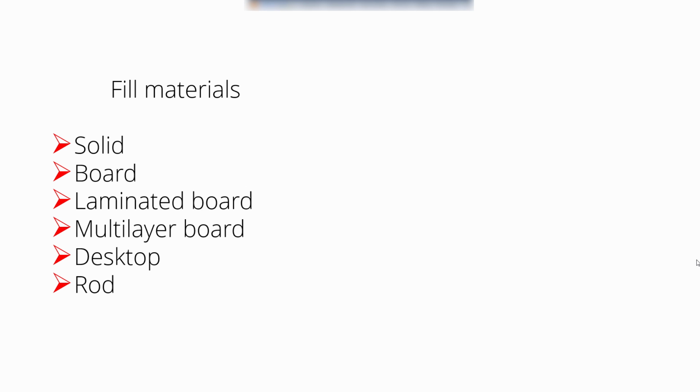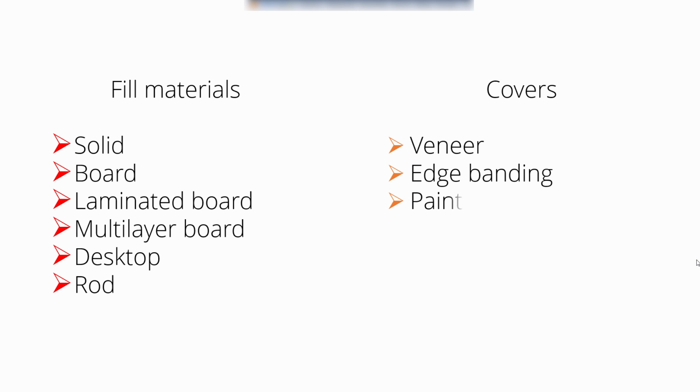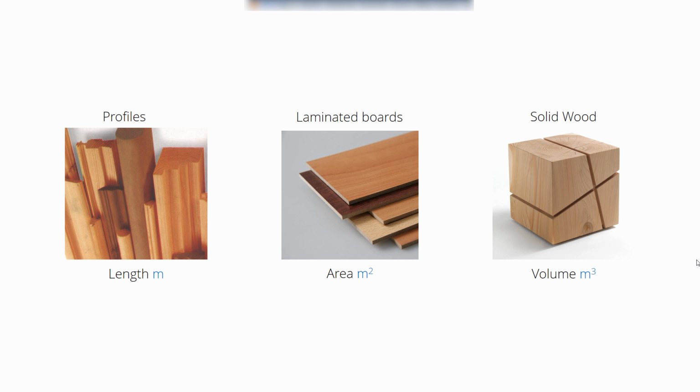Of course, in between the main groups there is a bunch of other materials. So for instance, in the laminated boards you'll get laminated boards for the facades, for the bodies, and whatever else. Some of the fill materials like boards can also be covered by the cover material, which can be laminate or veneer, edge banding, or paint. So why do you have such a lot of different kinds of materials? There is a simple answer, because each of those has its own way of being produced.